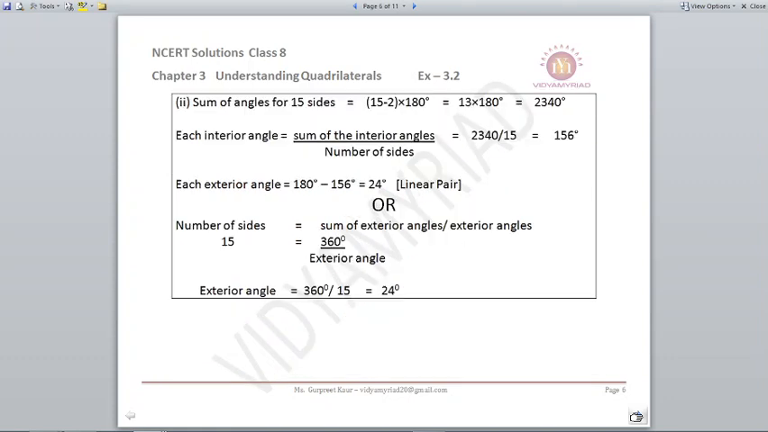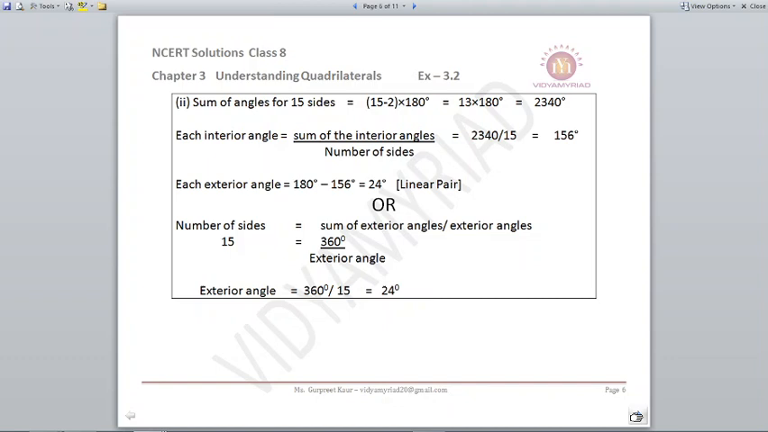Let's find out first the sum of the angles of 15 sides by using the formula n minus 2 multiplied by 180. That comes out to be 2340 degrees. This is the total sum of interior angles. So what will be each interior angle? When you divide it by the number of sides, the number of sides given is 15. So each interior angle comes out to be 156 degrees. So we need to find out the exterior angle. Subtracted from 180 degrees, you will get an answer as 24 degrees using the linear pair property.